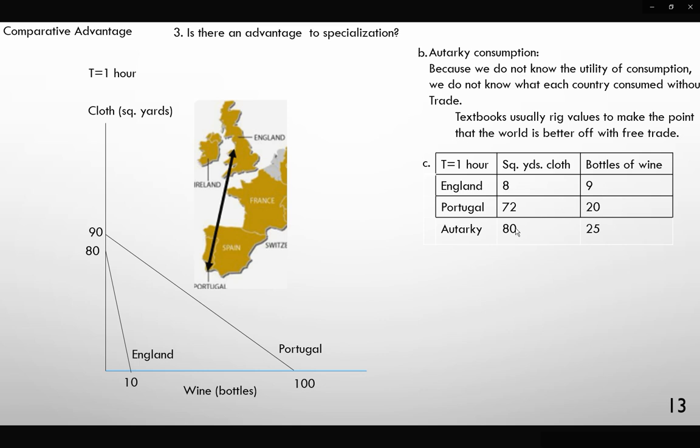So basically, in autarky, there's no trade going on. England is sitting there and they're producing 8 square yards of cloth per hour and 9 bottles of wine per hour. Normally this is presented rigged, but what I'm going to do here is not rig it, to show you how it has to be rigged in another example for this to work out. England can produce 10 bottles of wine or 80 square yards of cloth. It's choosing to produce 8 square yards of cloth per hour and 9 bottles of wine per hour. Portugal can produce 100 bottles of wine or 90 square yards of cloth. It is choosing to produce 72 square yards of cloth and 20 bottles of wine.